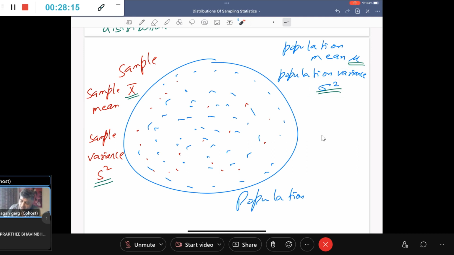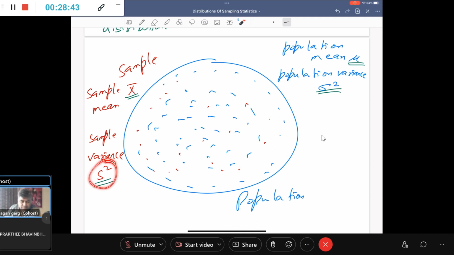However, the value of the sample mean x bar will depend upon what sample you have taken. If you take these seven entries, you will get a different sample mean. If you take these seven values, you'll get a different sample mean. If you take these five values, you get a different sample mean. So x bar will depend upon what values you are picking, that is, the values of the random variables x1 to xn.